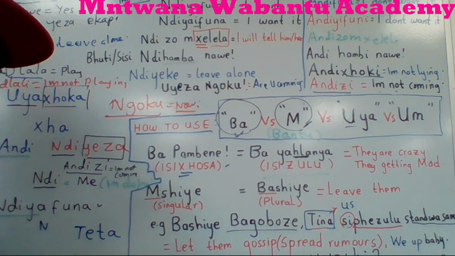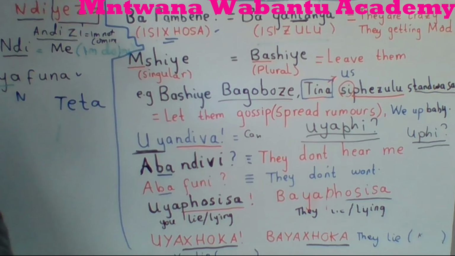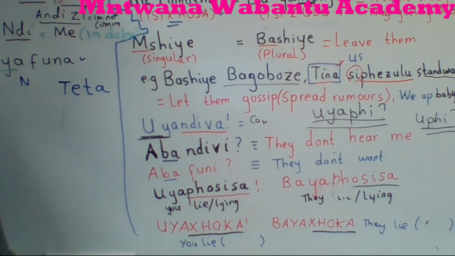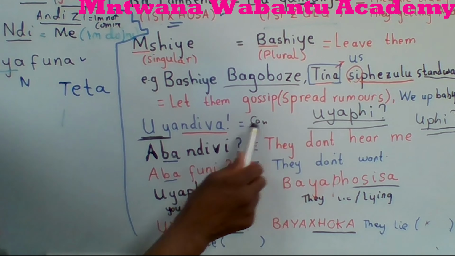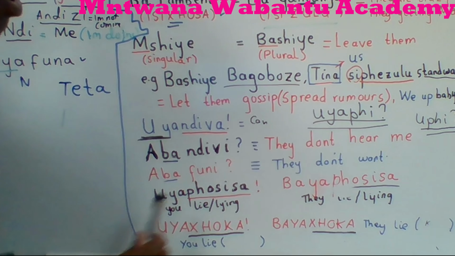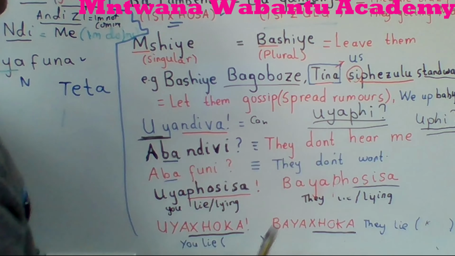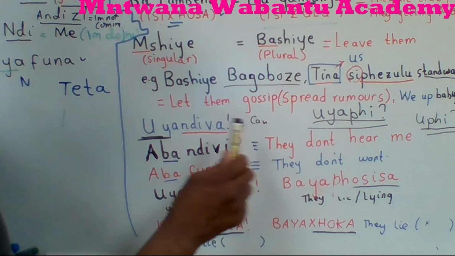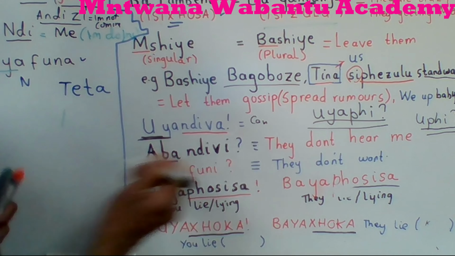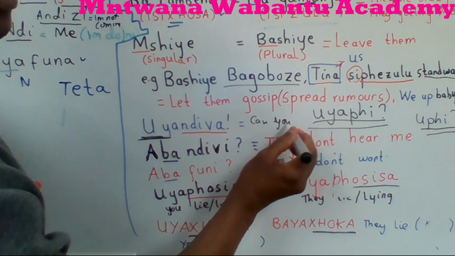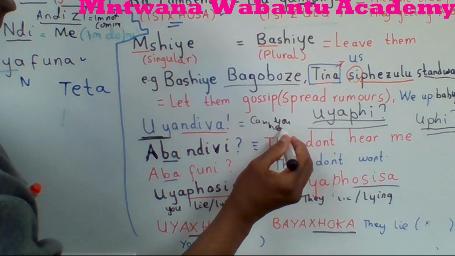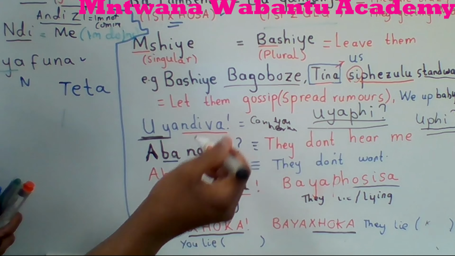So uyandiva means, can you hear me? Uyandiva, can you hear me? See, uyapi fit means where are you going? Fit is like a brother. Uyapi sisi means where are you going, my sister. Mfwethu means for brother. So uyandiva fetu means, can you hear me?